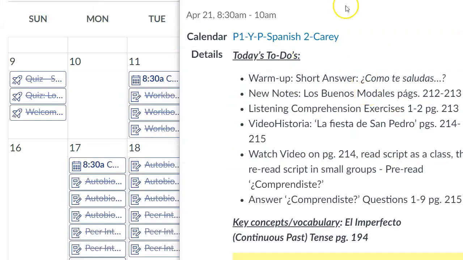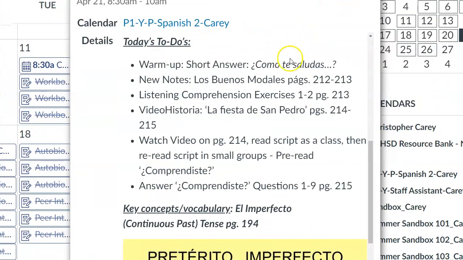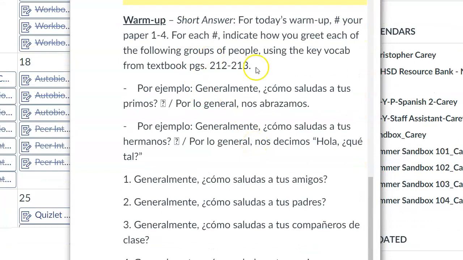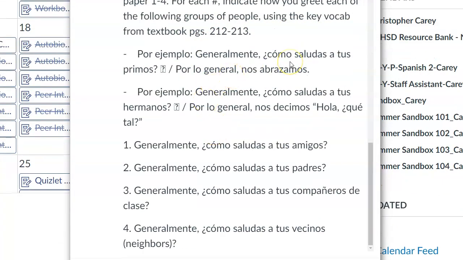And you guys are going to use that for your warm-up for today, which is ¿Cómo te saludas? How you greet the following groups of people utilizing that key vocab. You have a couple examples there that you guys can refer to. So, generalmente, ¿cómo saludas a tus primos? For example, generally, how do you greet your cousins? You can begin by saying por lo general, or generalmente.